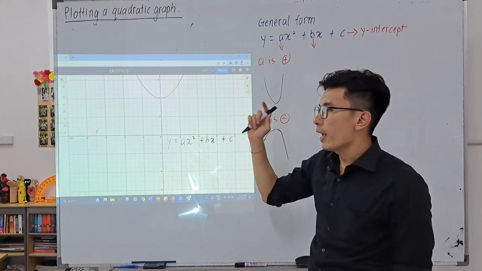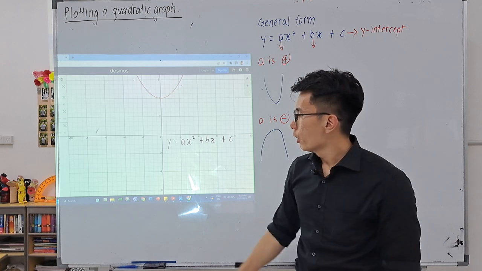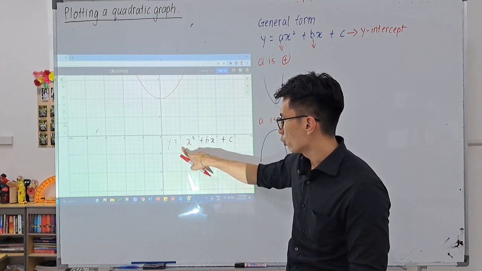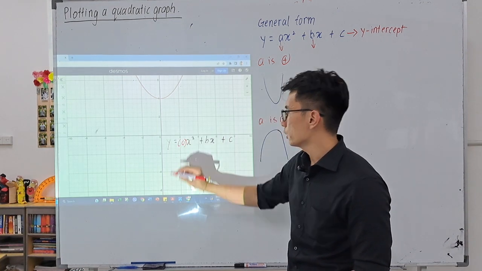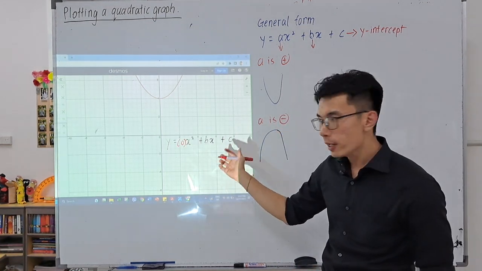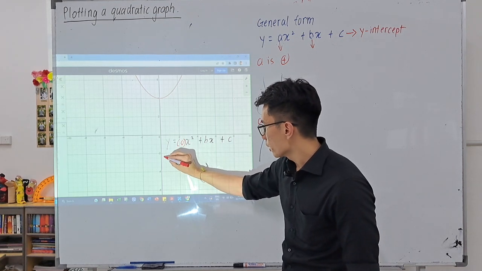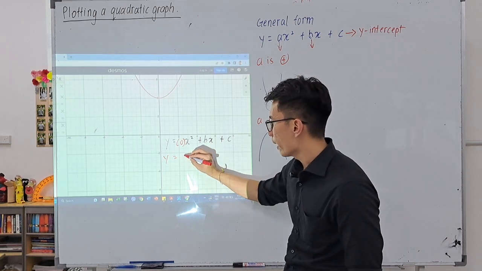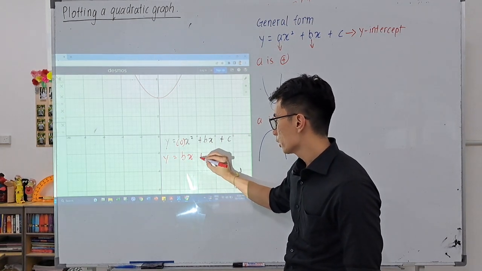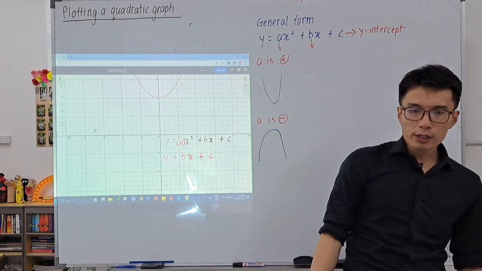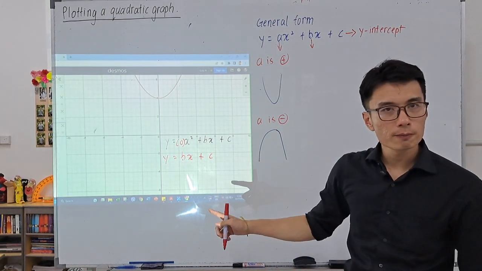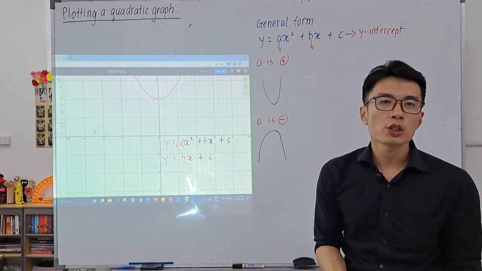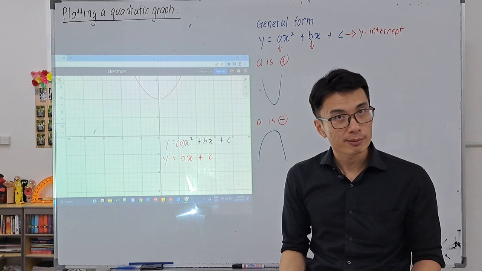But what do you think will happen if I make the value of a 0? If I make a 0 over here, it's going to look like this. If I expand this, y equals this multiplied by this, which is nothing. So what is left is bx + c. Do you recognize what this is? This is the equation of a straight line, correct? In a straight line, usually we write y = mx + c, correct or not?